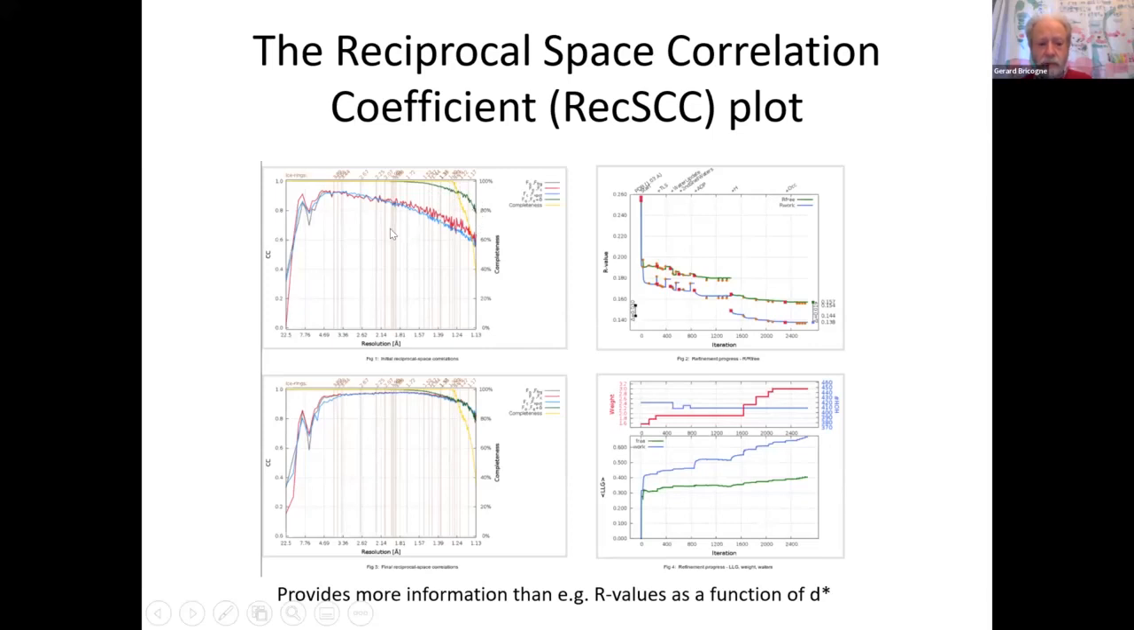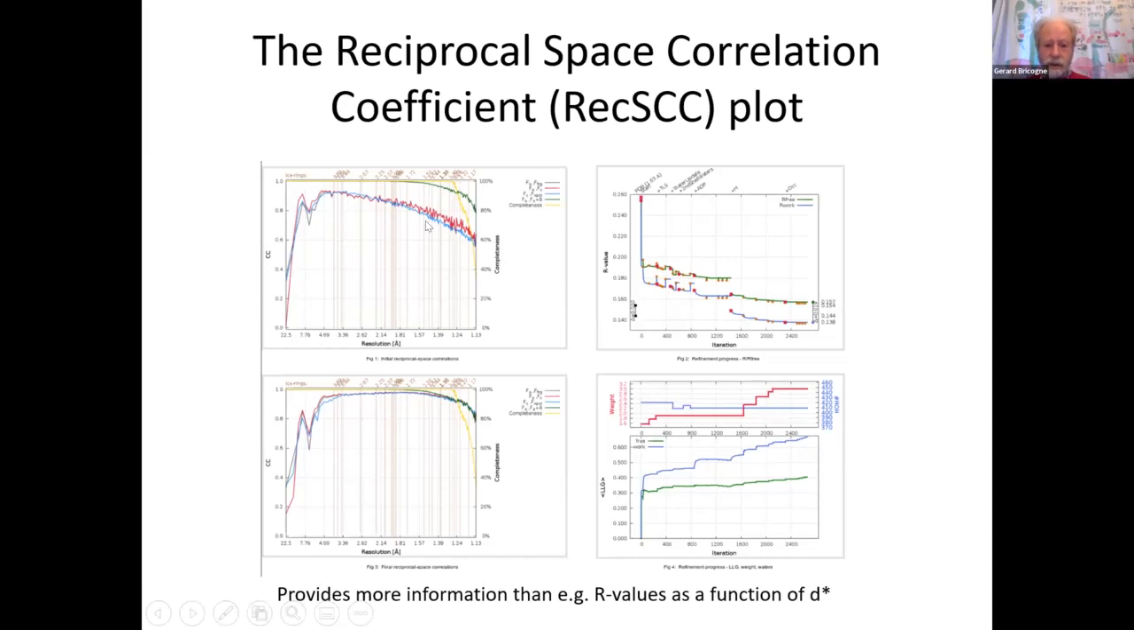And between the beginning and the end of a refinement, you can have this rather pleasing phenomenon. It's probably a bit too close here, so there might be some overfitting. This is often accompanied in a montage by R-value progressions and the progression of working and free log likelihood gain per reflection. So this is a very standard tool.